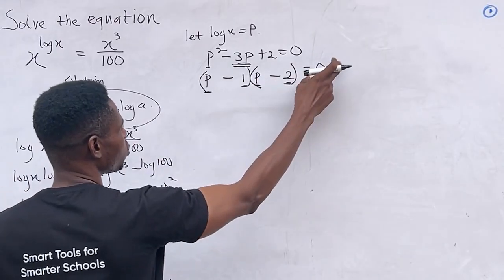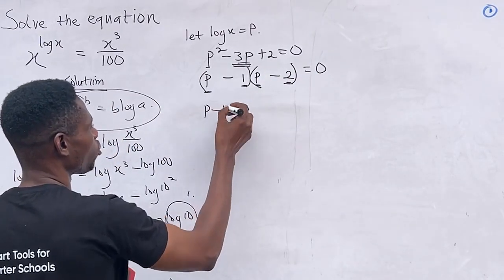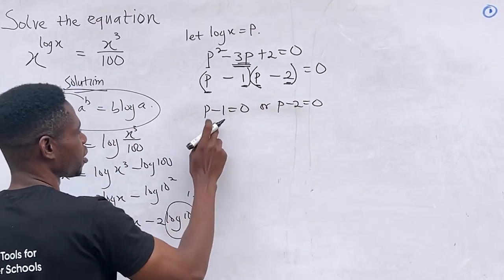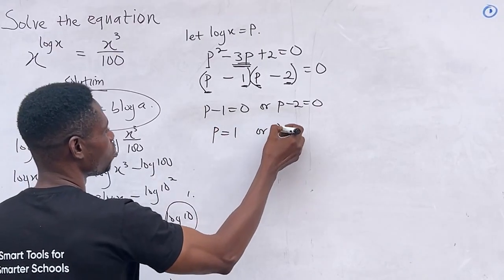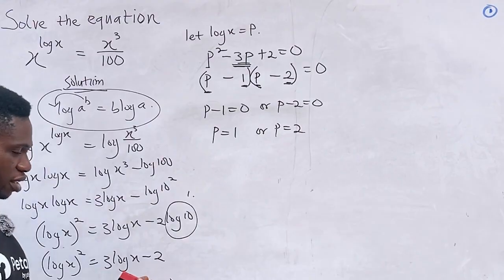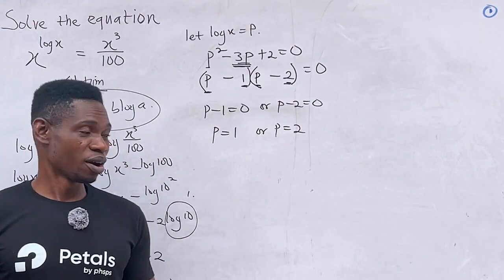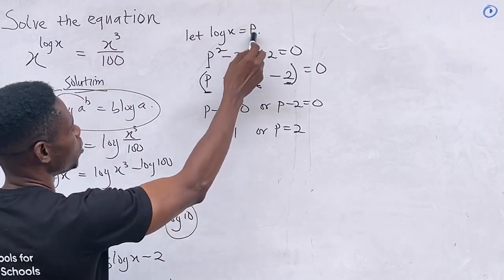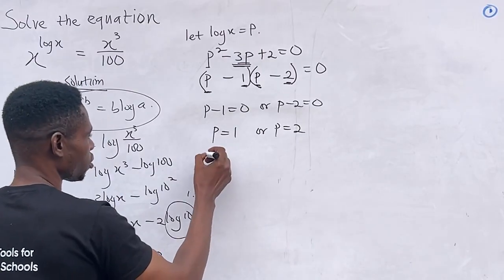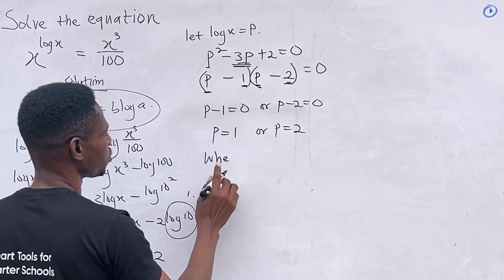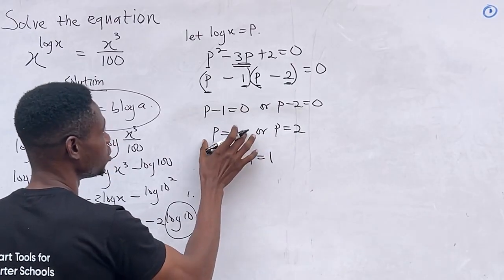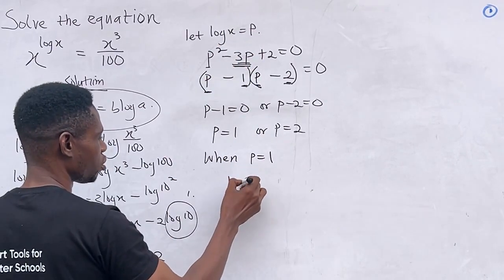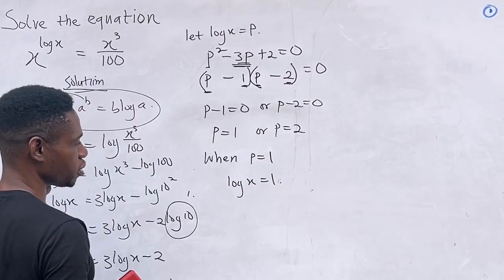So when you have a product equal to 0, it is either p minus 1 equals 0 or p minus 2 equals 0. And this gives us p equal to 1 or p equal to 2. Yes, so we've gotten our answer for p. But originally, we had to look for x. When p is equal to 1, remember that p is equal to log x. That means log x equals 1.